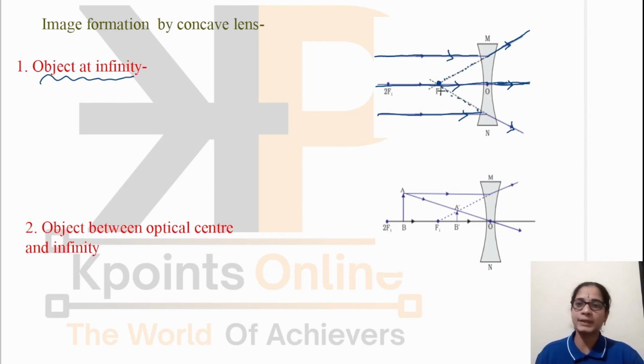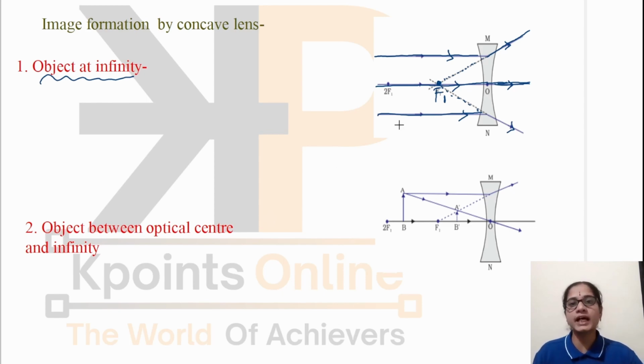So here is the image formed. What is the position of the image formed? It is formed at F1, that is the first principal focus. And how is this image? It is point sized and highly diminished.